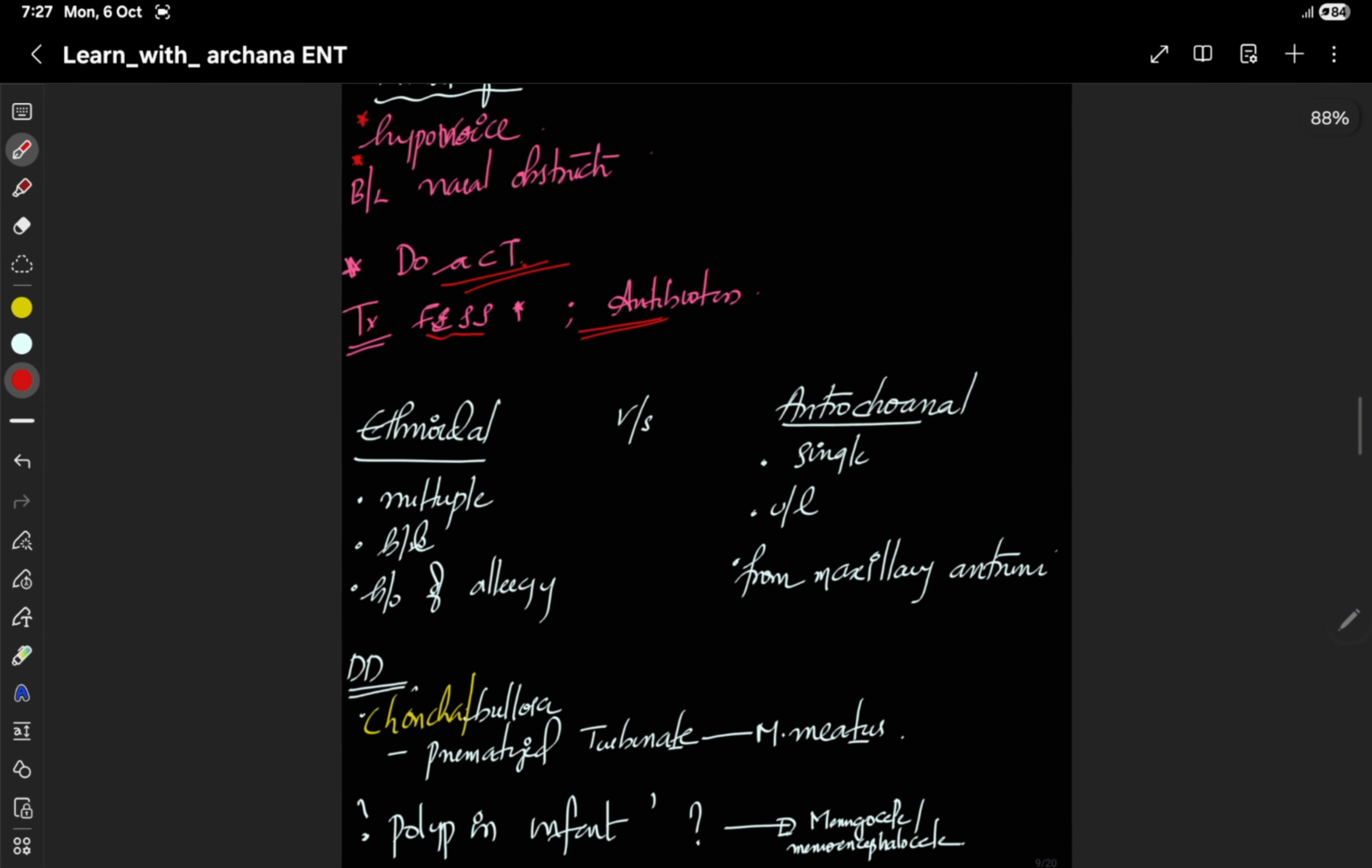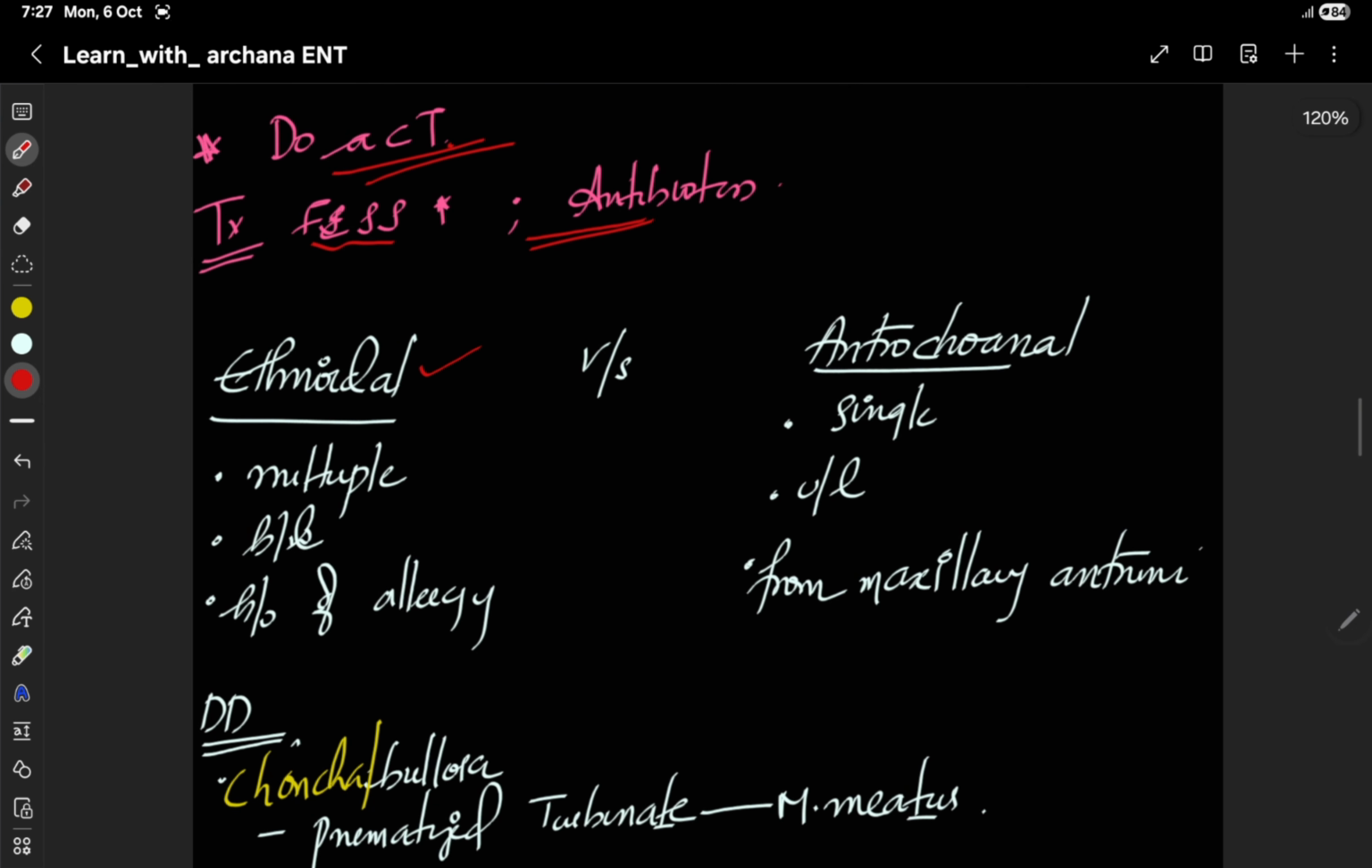Okay, then what are the two types of nasal polyps? One is antrochoanal polyp. I already told you how this occurs from the maxillary antrum, maxillary sinus. Then is it unilateral or bilateral? It will be unilateral. It will be single. What is ethmoidal? Just the opposite. It will be multiple, bilateral, and there will be a history of allergy.